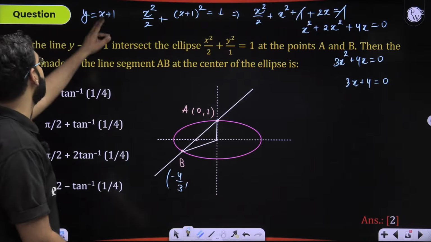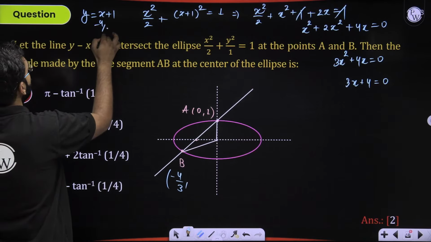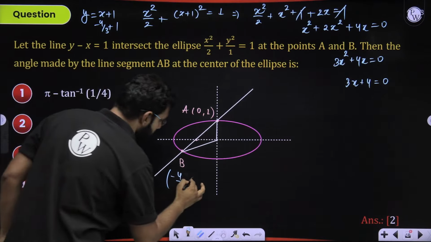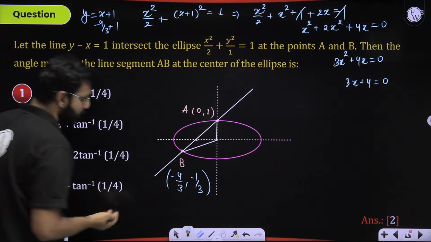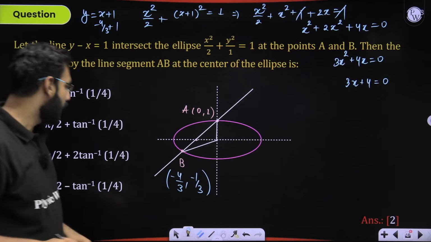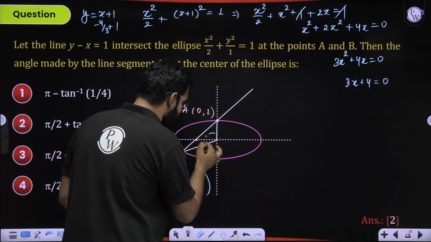And if I put that minus 4 by 3 here, minus 4 by 3 plus 1, that is minus 4 plus 3, that is minus 1 by 3. And that is what we are supposed to get in the third quadrant only anyways. So this is your point B. Now, how do I find this angle? This angle is what they are interested in.